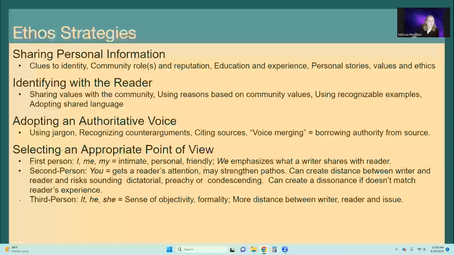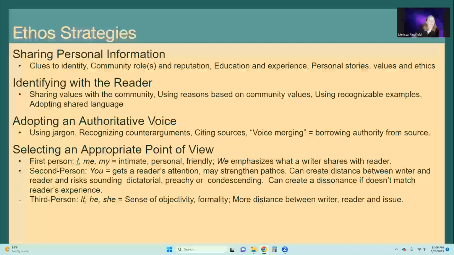Adopting authoritative voice, do they use the appropriate jargon for the community? Do they recognize counter arguments? Do they cite sources? They might voice merge. This means borrowing authority from a source. So voice merging could be a code.